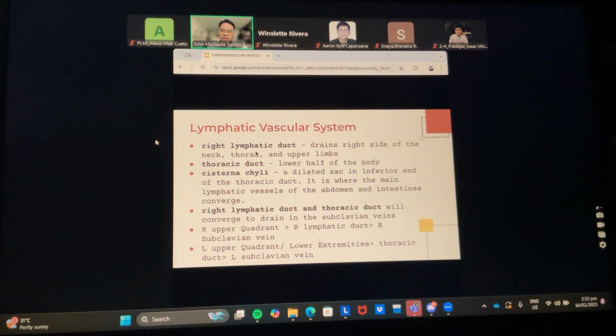So this is just the flow of lymphatic fluid from the right lymphatic duct, and then the right lymphatic duct drains the right side of your body. Ito lang siya, right upper. So from the neck, thorax, and upper limbs, ito lang siya. Ito yung dinadrain ng right lymphatic duct.